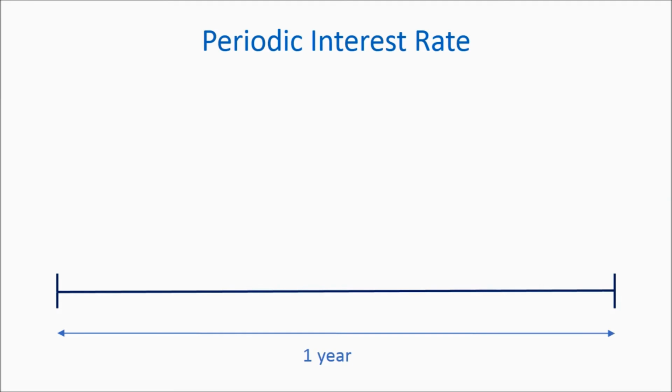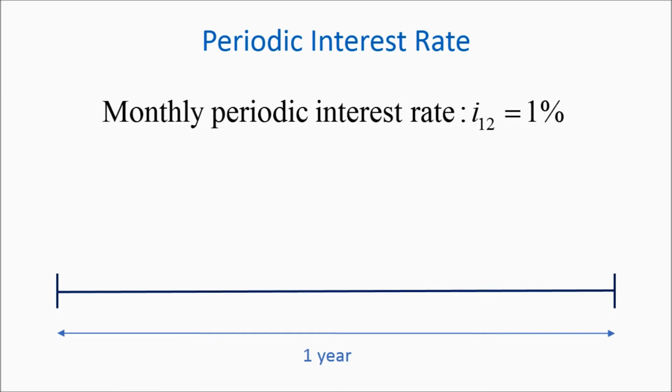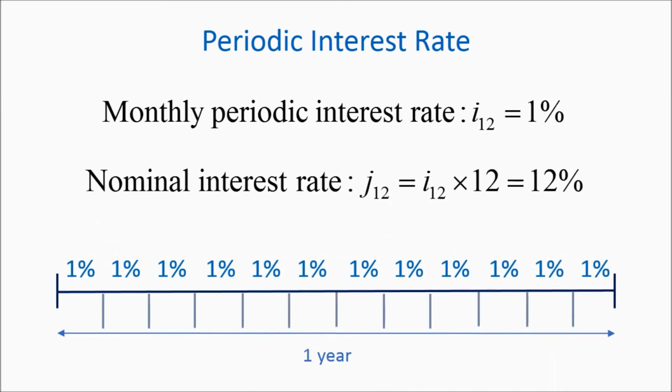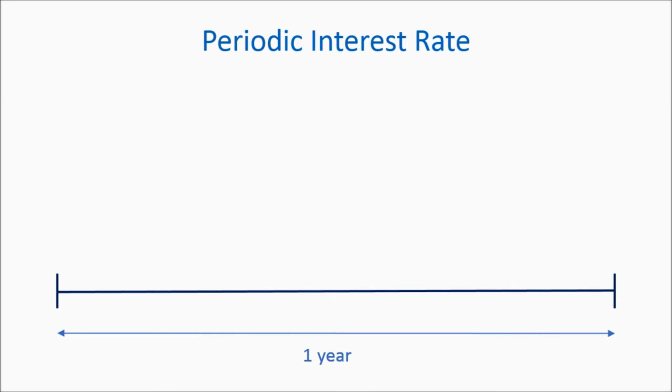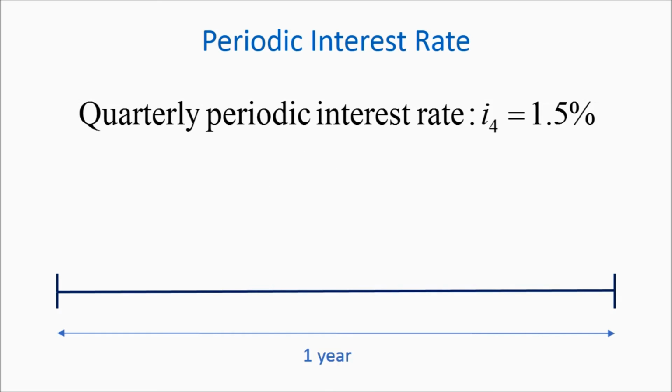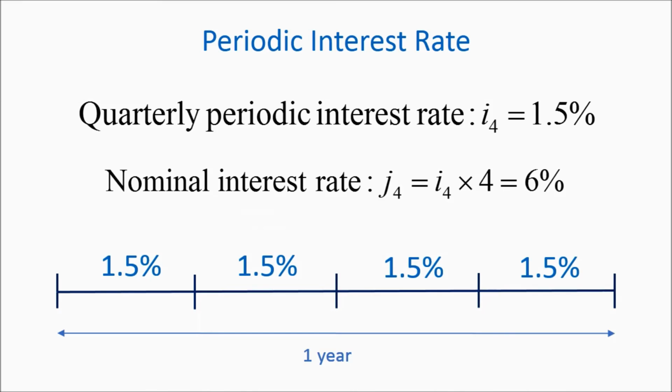Let's say you have the monthly periodic rate of 1%, that's your I12, and the question is asking you to find the nominal interest rate with monthly compounding J12. J12 is I12 multiplied by 12, so J12 is 1 times 12 equals 12%. If you have a quarterly periodic rate of 1.5%, I4 equals 1.5%, and the question is asking you for nominal rate, you can find it by simply multiplying the periodic rate by the number of compounding periods. J4 equals I4 times 4 and equals 6%.